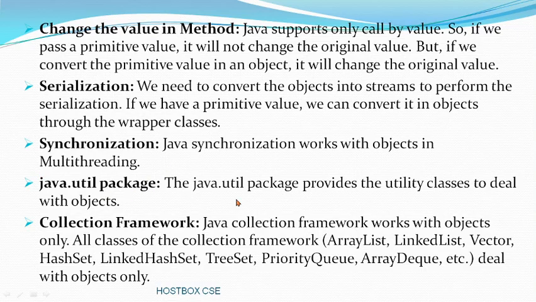The java.util package provides utility classes to deal with objects. Remember. And the collection framework: Java collection framework works with objects only. All classes of the collection framework, like ArrayList, LinkedList, Vector, HashSet, LinkedHashSet, TreeSet, PriorityQueue, ArrayDeque, etc., deal with objects only. Remember. So whenever you use these wrapper classes, you can understand these points.